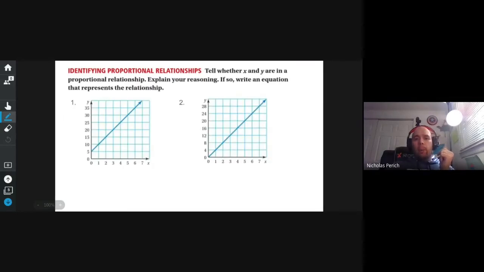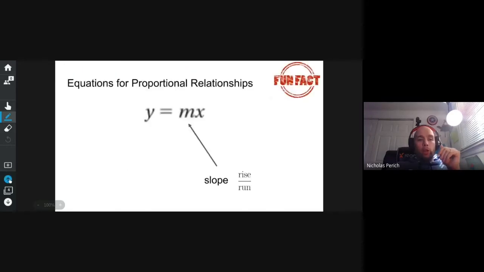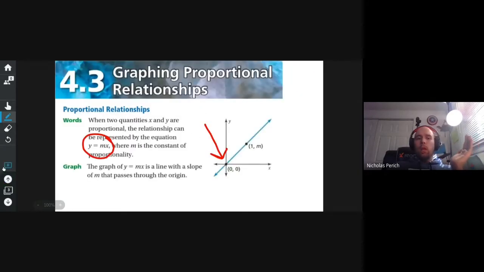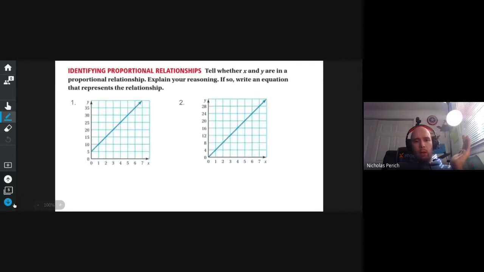So my job is to tell whether x and y are in a proportional relationship. Explain your reasoning. If yes, write an equation that represents the relationship. Okay, so first off, let's go back to our picture. A proportional relationship goes through the center, and whatever 1 is, m is the slope. Okay? Is this proportional?